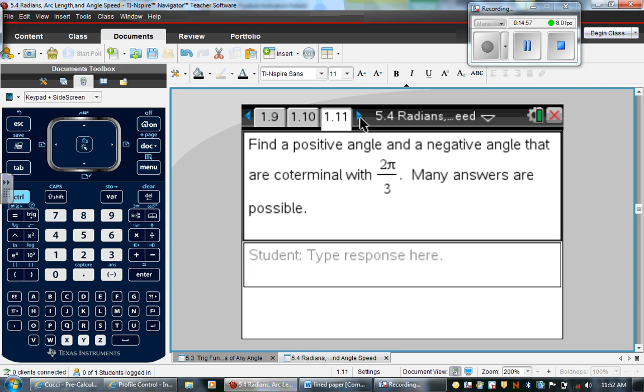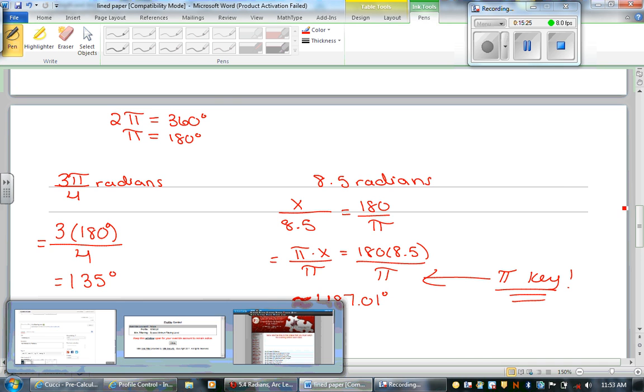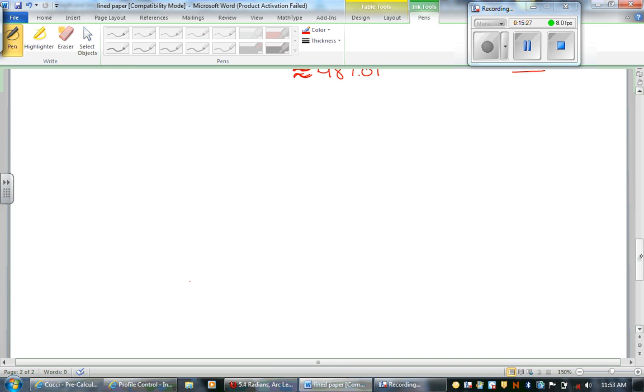Find a positive angle and a negative angle that are coterminal with 2 pi over 3. Many answers are possible. We talked about coterminal angles in the last lesson. We know coterminal angles are simply multiples of 360 degrees. And again, since we're talking in terms of radians, we're not saying 360, but we are saying 2 pi. Okay, so this is actually pretty simple. We're going to take 2 pi over 3, and we can add 360 degrees, or 2 pi radians, to get a coterminal angle. So 2 pi over 3 plus 2 pi.